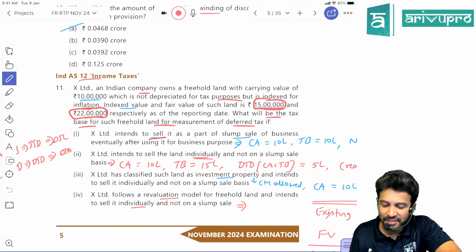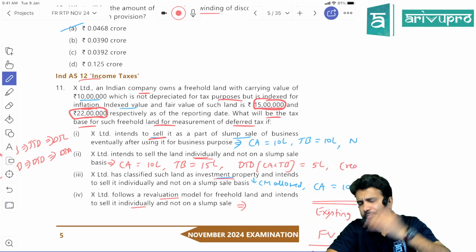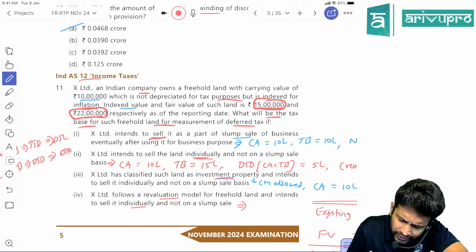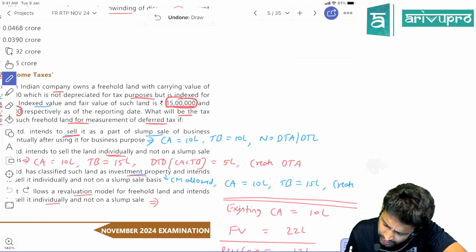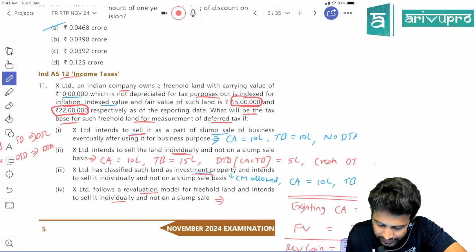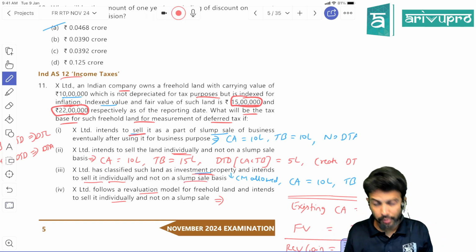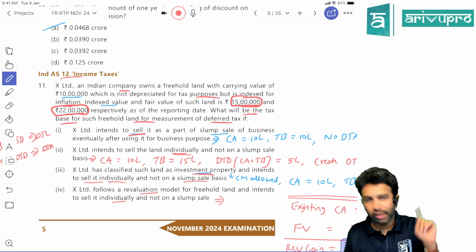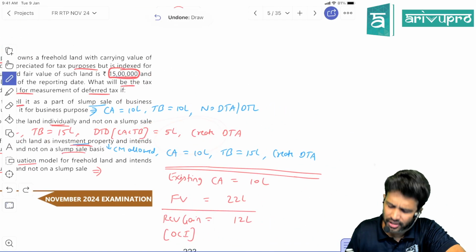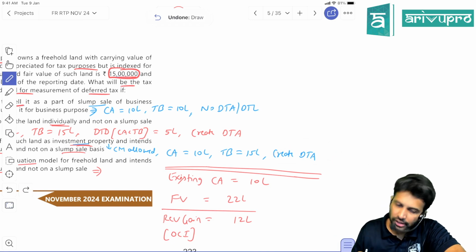X Limited has classified land as investment property. It doesn't matter, sir. Even if you classify it as investment property, the revaluation model is not allowed, only the cost model is allowed. So the carrying amount is still 10 lakh only. And they intend to sell individually and not on a slump basis. Since you're not making a slump sale, but selling on an individual basis, will you get the indexed benefit? Yes. So the tax base will become 15 lakh rupees, the same as the above answer. So there will be a deductible timing difference. You need to create DTA in this third case also.